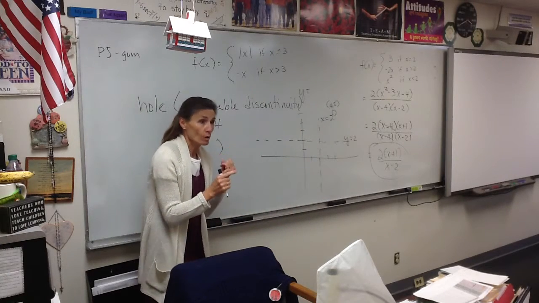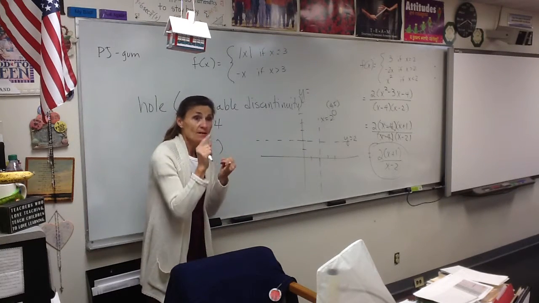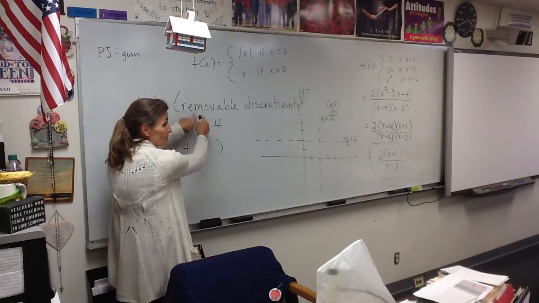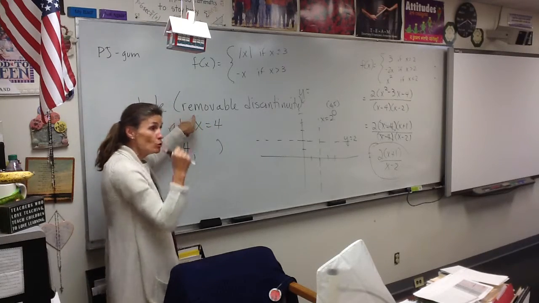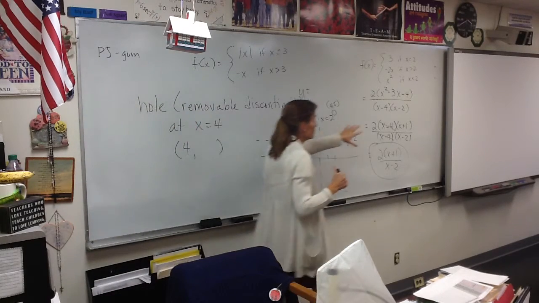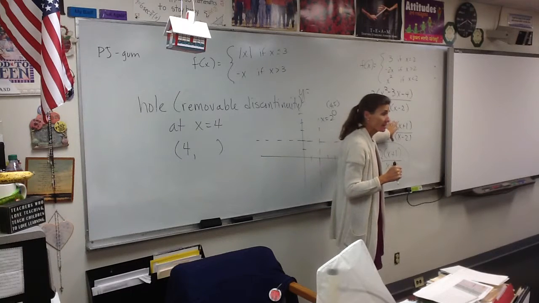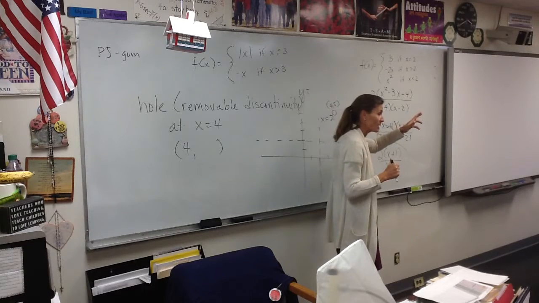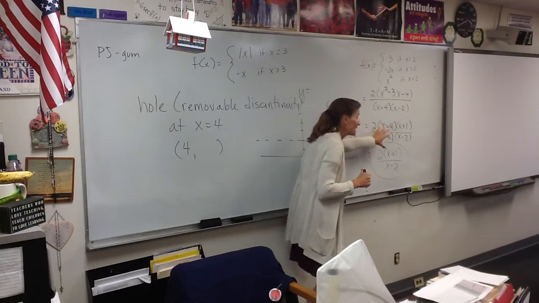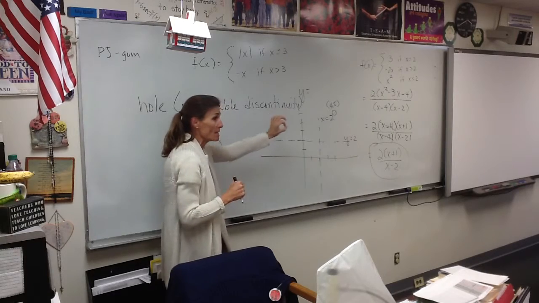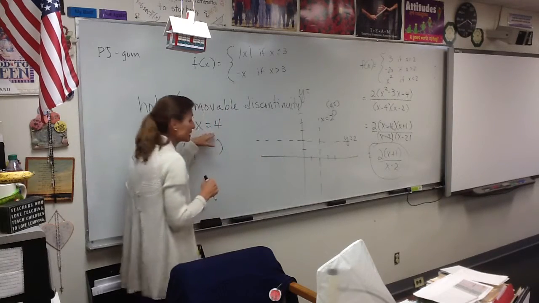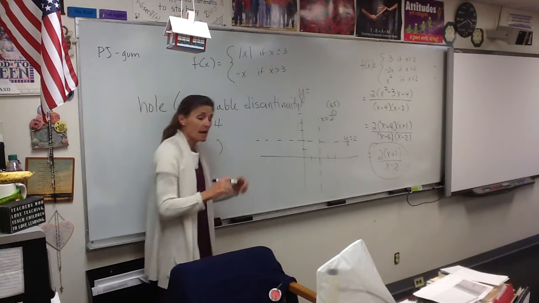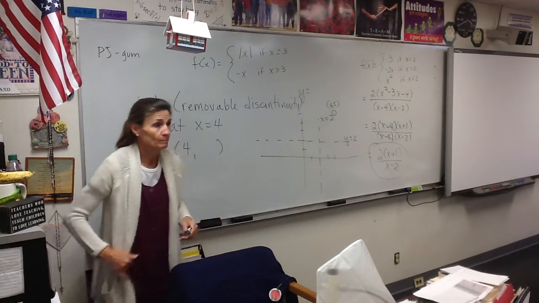Now, where did the 4 come from? It's what canceled, right? The only way you can get holes is if you can remove them. And the only way you can remove them is by canceling. Most problems aren't going to have holes because most of the time you're not going to be able to cancel. But if you can cancel, you will have an opening in your graph. And the x-coordinate comes directly from the factor that you canceled. Now, where did the y-coordinate come from?